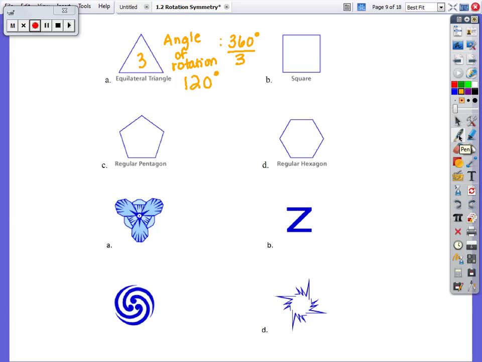So take a couple of minutes, see if you can figure out the order of rotation and the angle of rotation for each: the square, the regular pentagon, and the regular hexagon. And then we'll see if we can do the designs too.